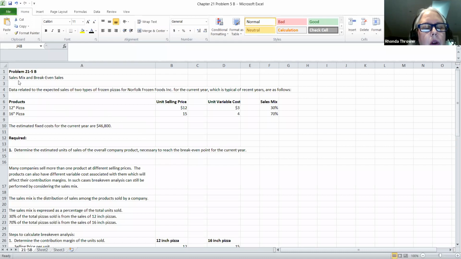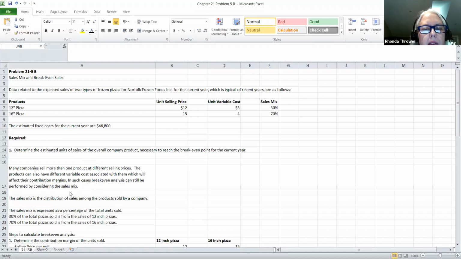And basically what we're talking about when we talk about a sales mix is that sometimes we can have companies that are selling more than one type of product. And if they do, they might sell these products at different selling prices. These products might have different variable costs associated with them, and therefore it will affect the contribution margin of the products. And the contribution margin of the products is basically how much each product is going to contribute to the bottom line of the company.